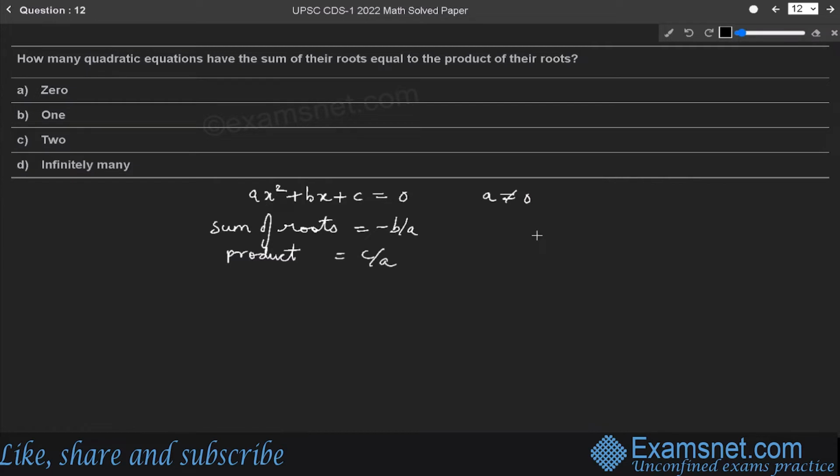According to question, sum of roots is equal to product of roots. It means that minus b upon a is equals to c upon a. Or we can say that minus b is equals to c, or b is equals to minus c. That is, b and c are the additive inverse of each other. Here we can say that there can be infinite many quadratic equations possible when a is not equals to 0 and b is equals to minus c.